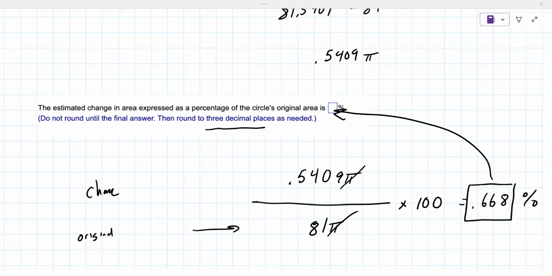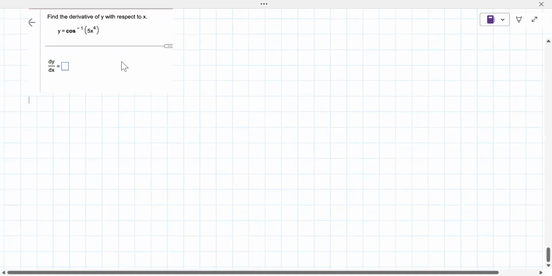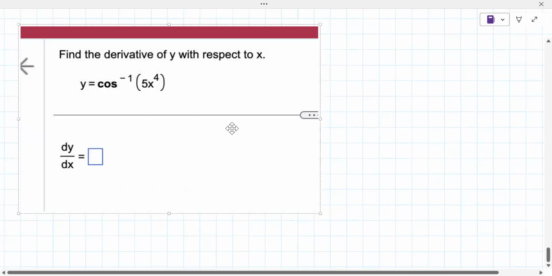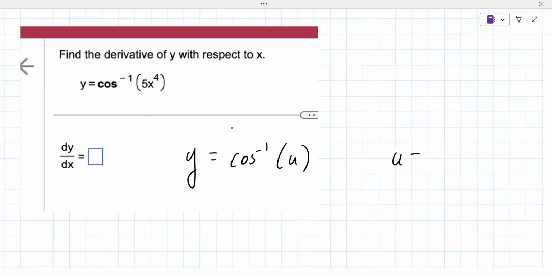Okay, I see you sent something over here. It's loading up. Okay, so we got a new one here. Maybe I did miss that. This is another one of those u problems, a chain rule problem. So this is really y equals cosine inverse u, and u equals 5x to the 4th.